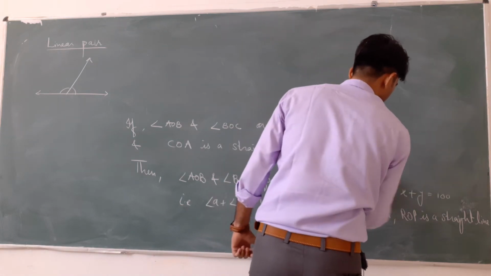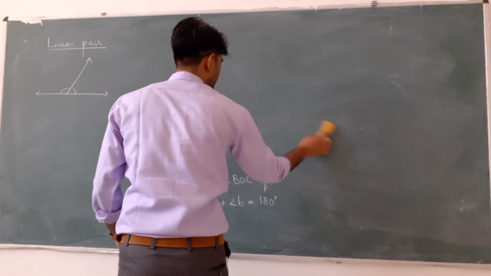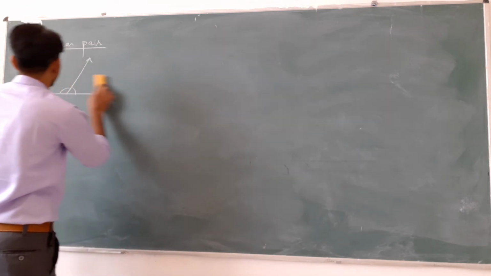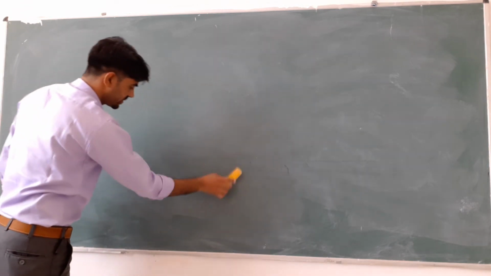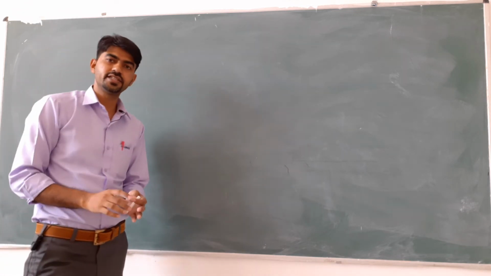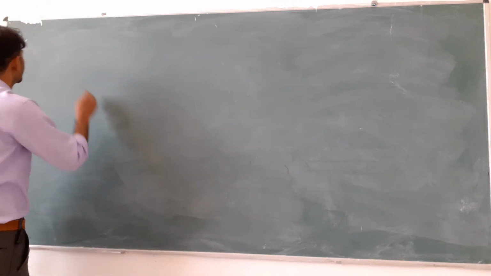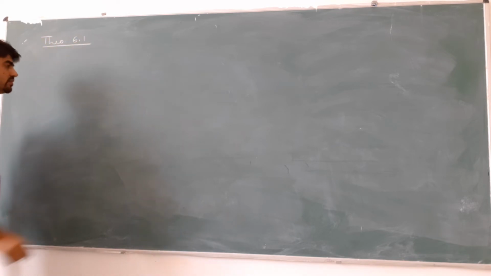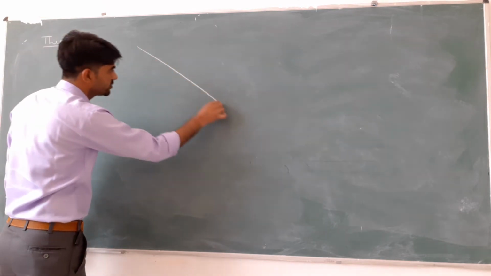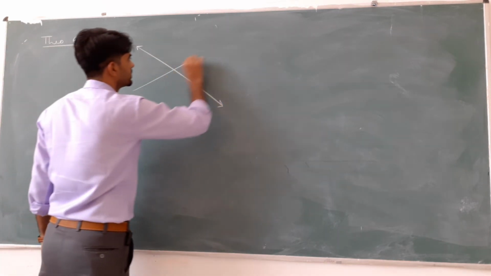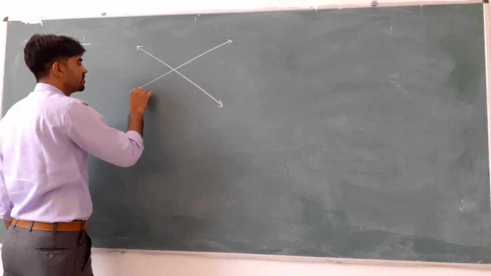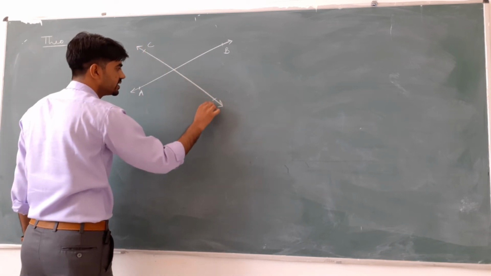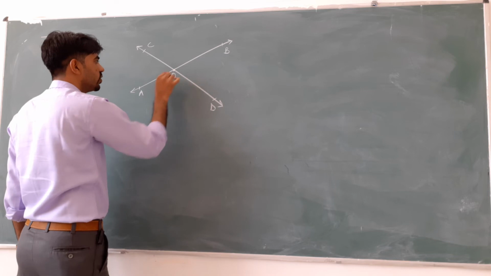What is theorem 6.1? Two lines intersect each other. Wherever line is written, it is understood that we are talking about straight lines only. So theorem 6.1 states that if two lines intersect each other, let us name them AB and CD, and they are intersecting at point O.